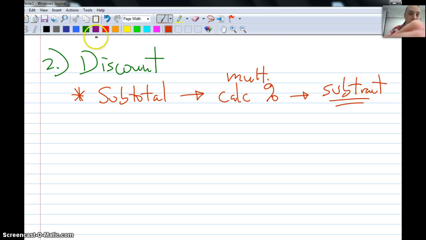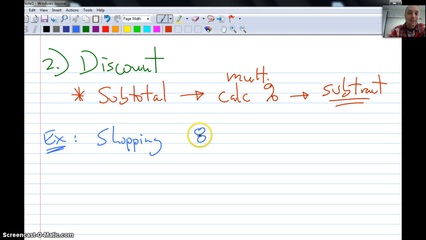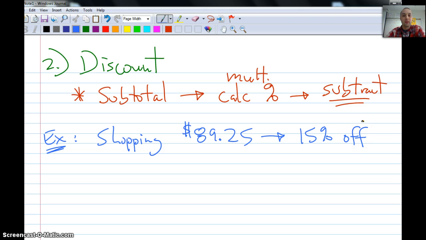So key difference there, subtract it. So let's do one little example. Let's say, again, you're out shopping and you purchase some things that end up being $89.25. But you have a coupon, and that coupon gets you 15% off your total. So you take your total there of $89.25. We're going to multiply that by 15% as a decimal, so it goes swoop, swoop, 0.15.